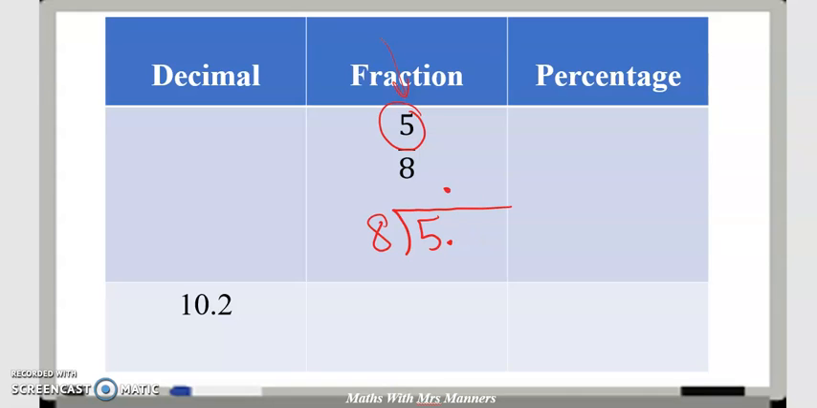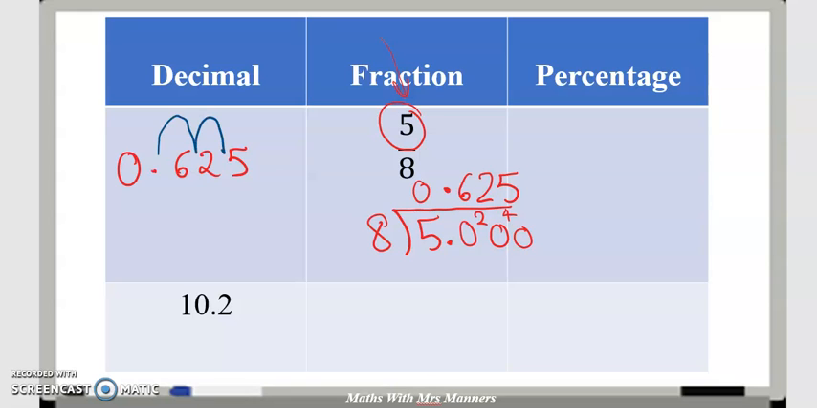And I can work out, well, 8 can't go into 5, so I'm going to add a 0. 8 can go into 56 times, remainder 2. 8 can go into 22 times, remainder 4. And 8 goes into 40 5 times. So it turns out that 5/8 is 0.625. And if I want to convert it to a percentage, then I'm going to have to multiply by 100, which involves moving the decimal place 2 over. So that will give me 62.5%.